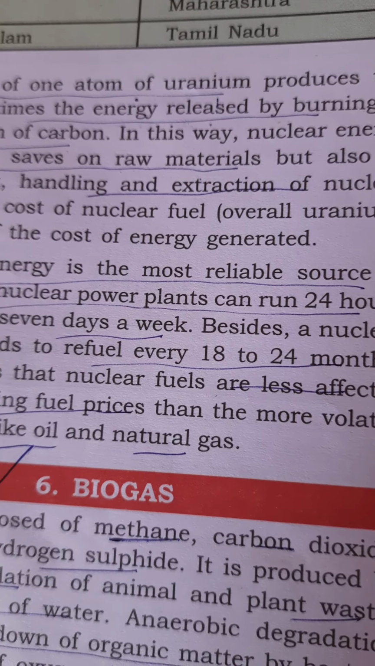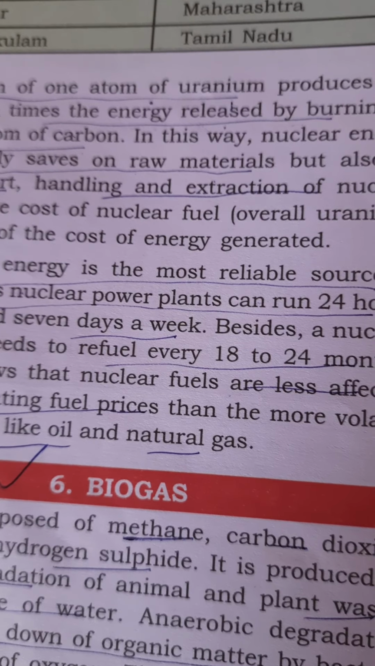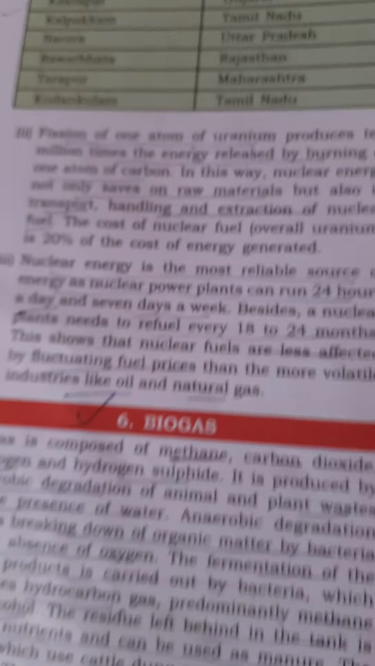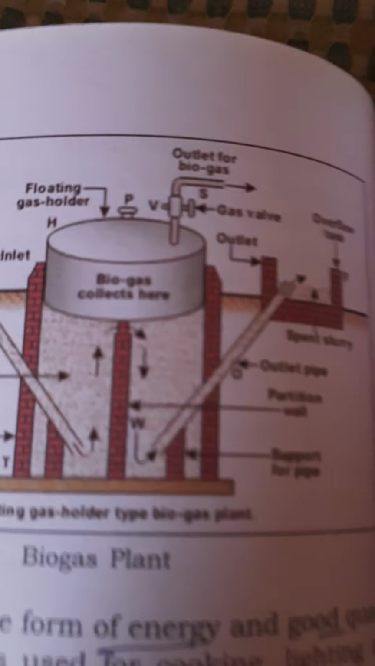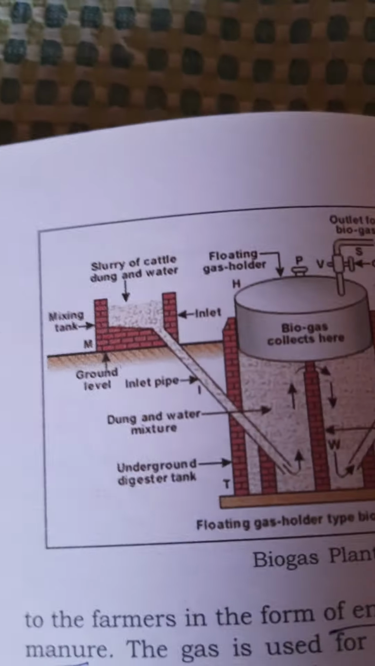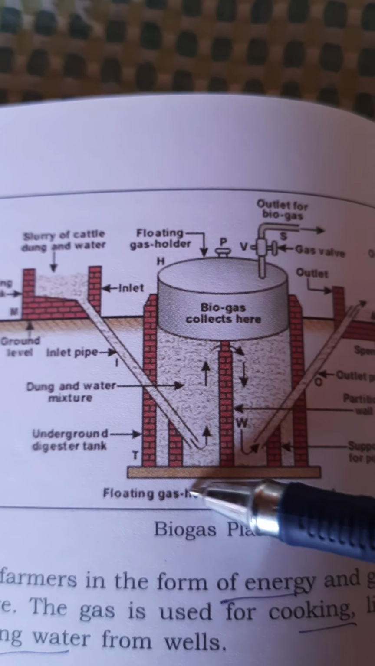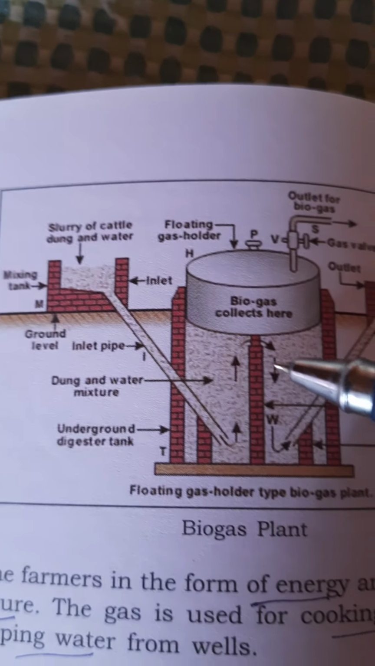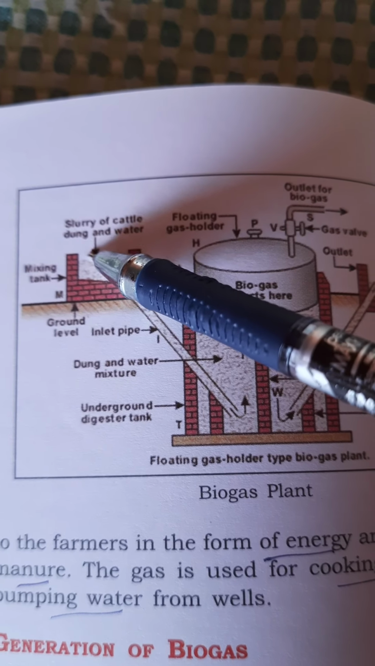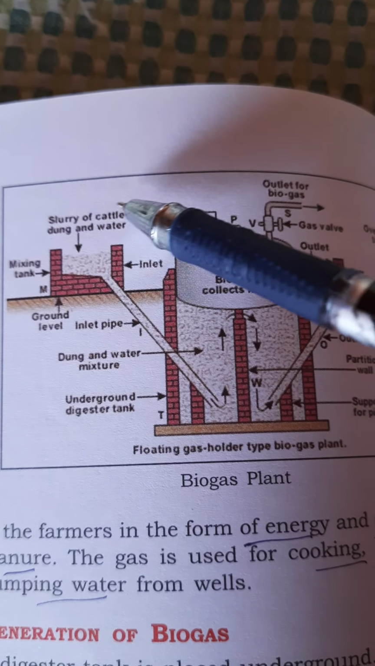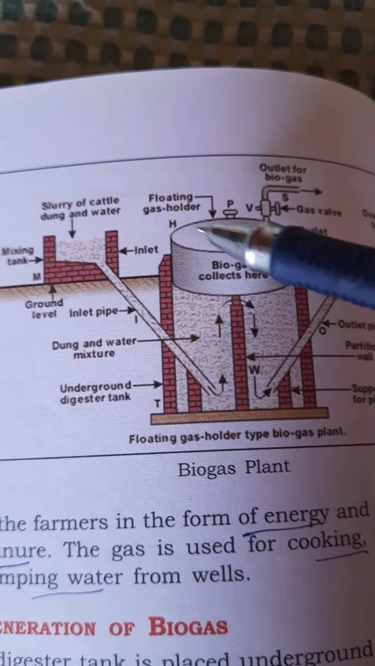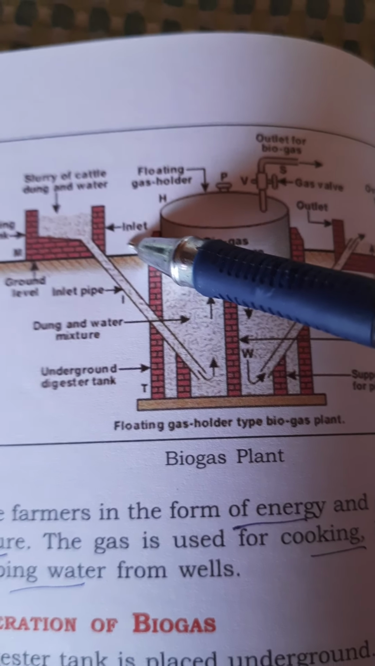Now, the gas which is produced can be used for cooking, lighting, and pumping water from the wells. Now, as you can see from the picture here, a digester tank is placed underground. This is a digester tank. The digester tank receives a dung mixture, dung and water. Dung is mixed with water through the inlet. This is the inlet pipe.